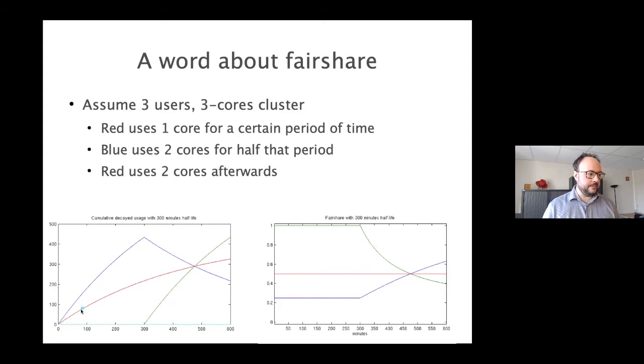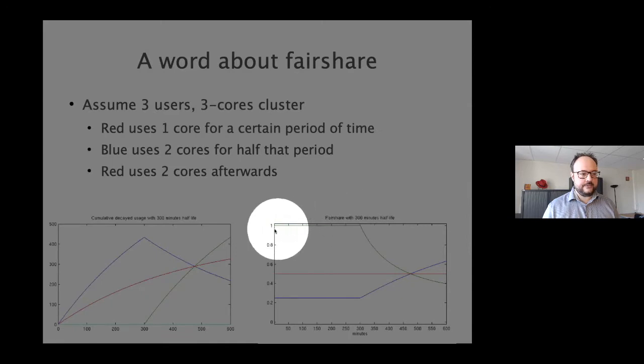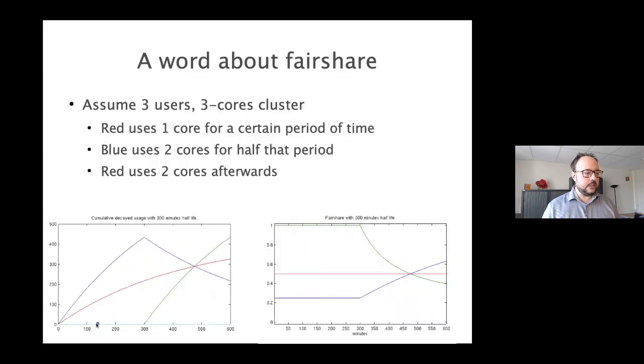So I come back to this slide. You see the usage of the cluster decaying when it's not using the cluster, and this relates directly to the fair share. Red has been using its share of the cluster, so its fair share is exactly a half. By contrast, green has not been using the cluster until this point in time, and so here you see it has a value of 1. Blue has been using twice its share, so the fair share value is a quarter, so 0.25.